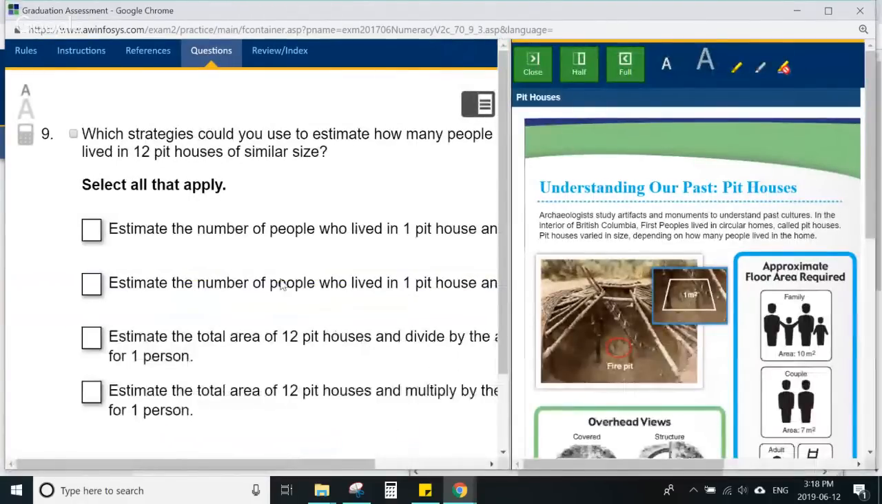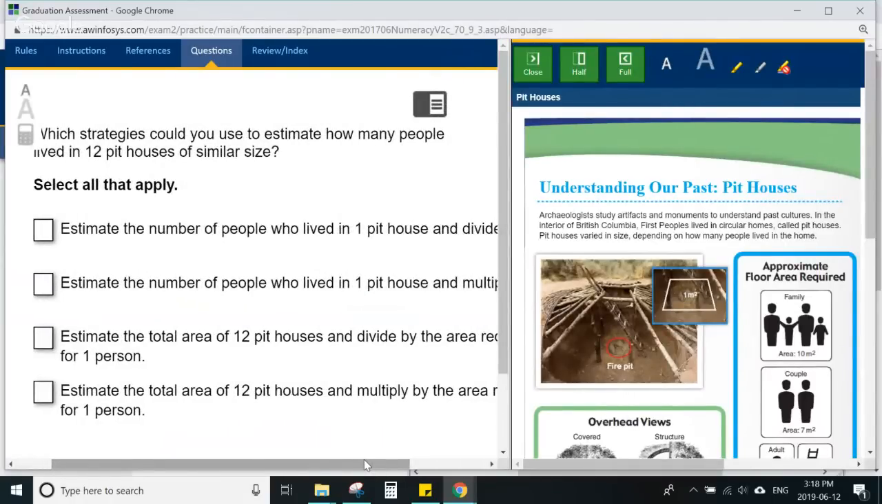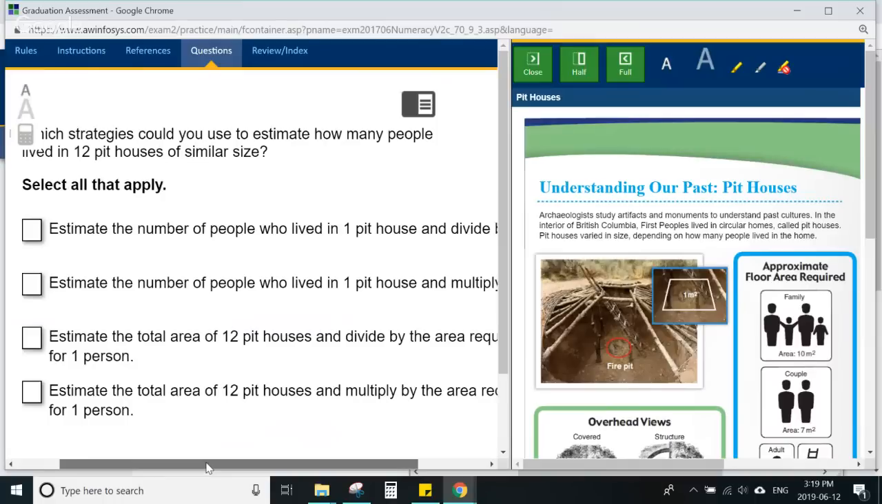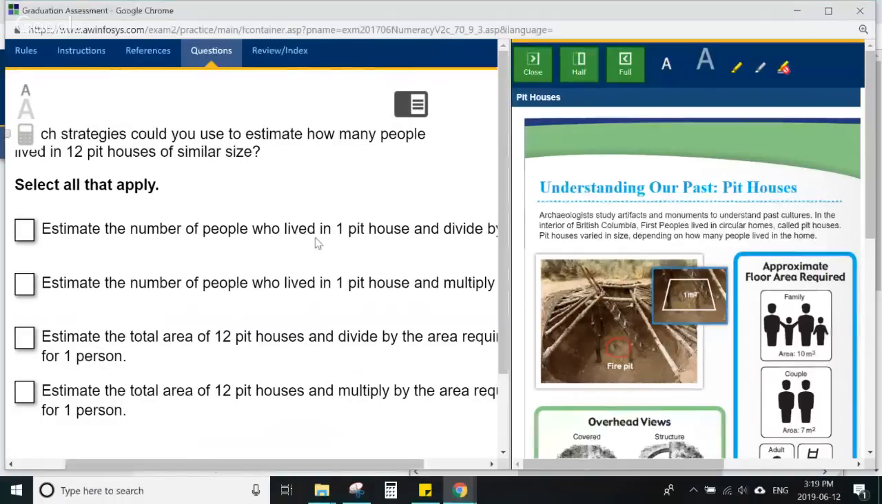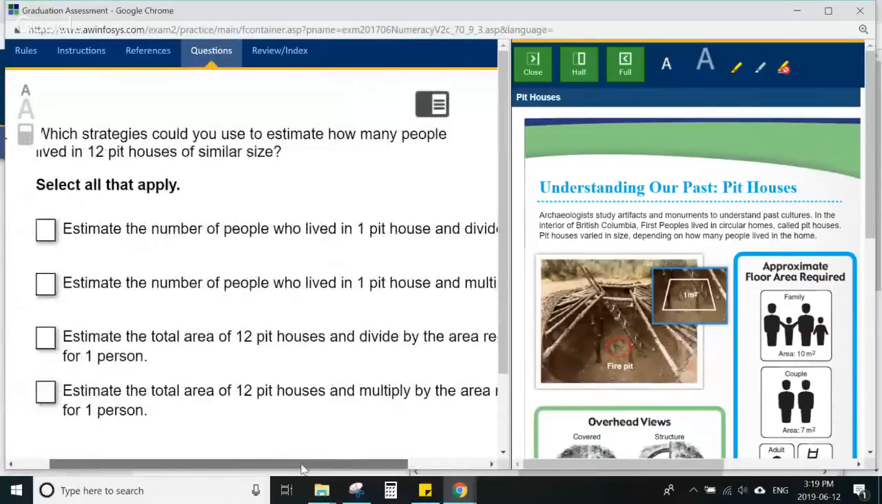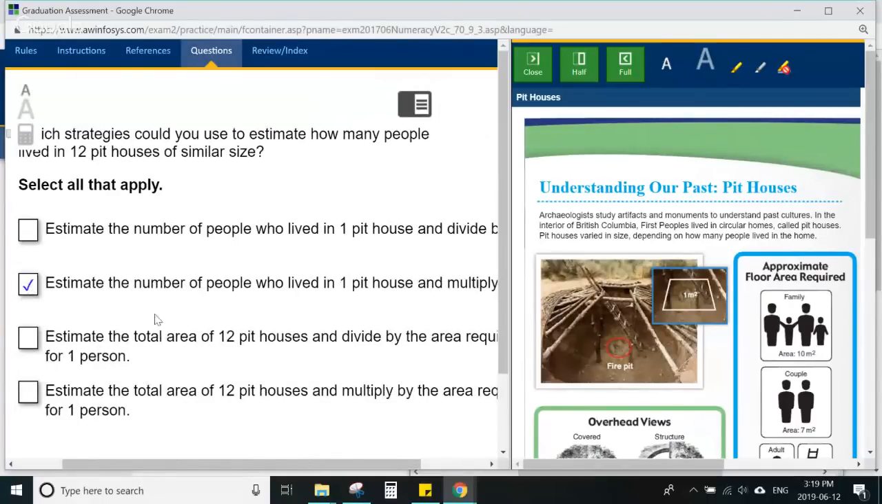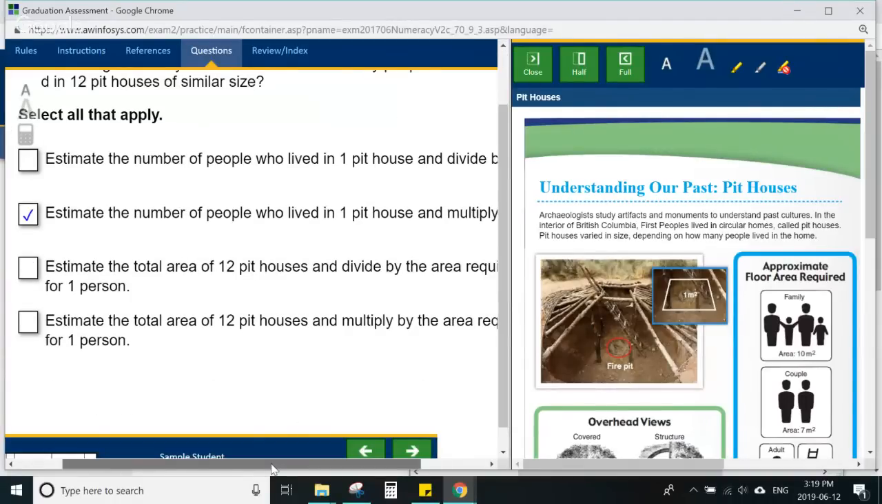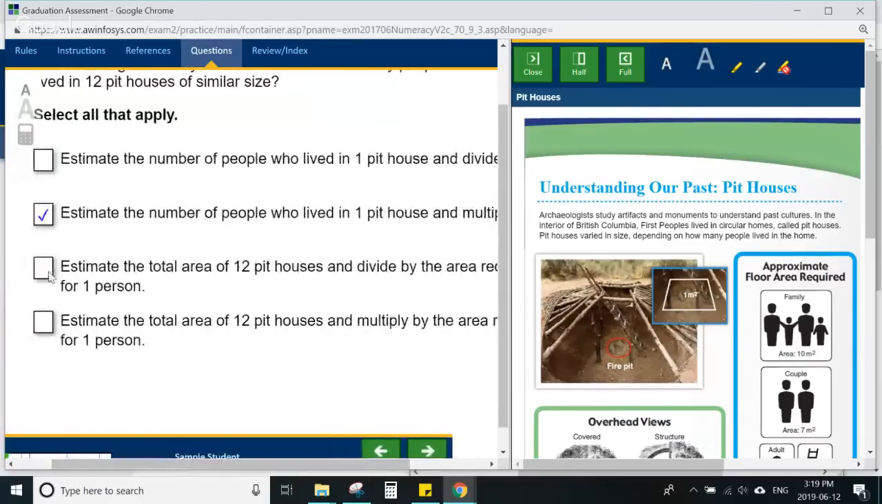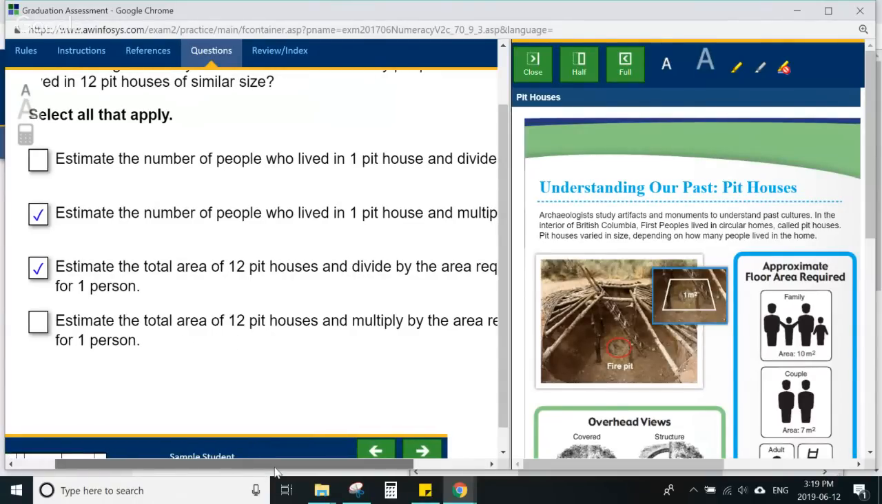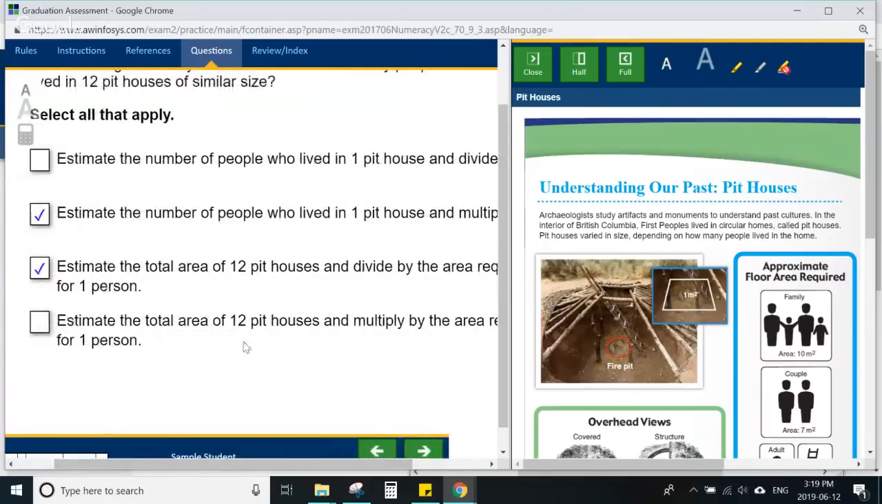Which strategies could you use to estimate how many people lived in 12 pit houses of similar size? Notice that there's a focus on comprehending the question and comprehending the problem more than just spitting out a correct answer. Estimation is also a focus of these exams. Estimate the number of people who live in one pit house and divide by 12. Okay. Estimate the number of people who lived in one pit house and multiply by 12. That seems a reasonable way of figuring out how many people lived in 12 pit houses. Estimate the total area of 12 pit houses and divide by the area required for one person. That's also a good way of doing things. Or estimate the total area of 12 pit houses and multiply by the area required for one person. Nope, that's going to give you way too big of a number.